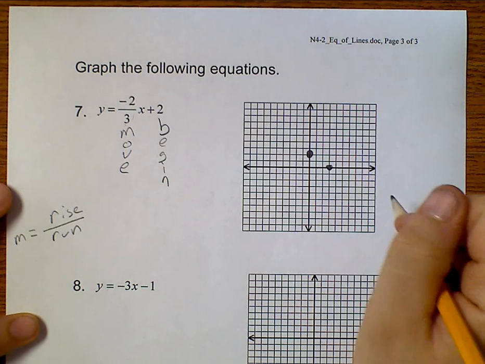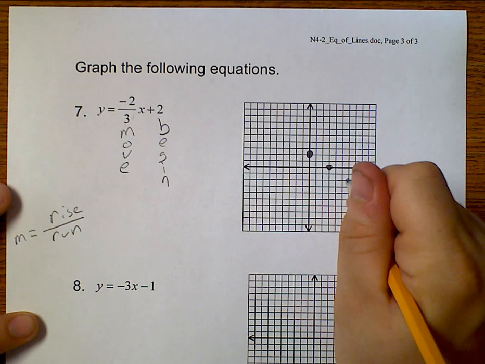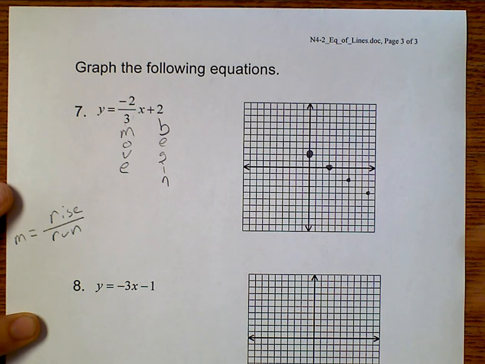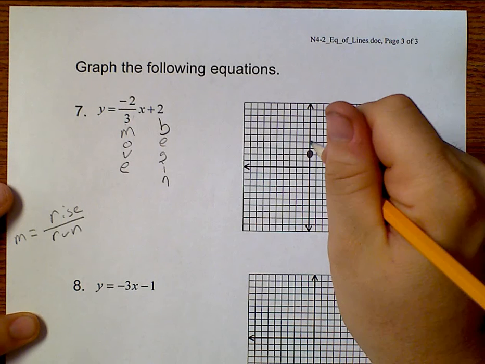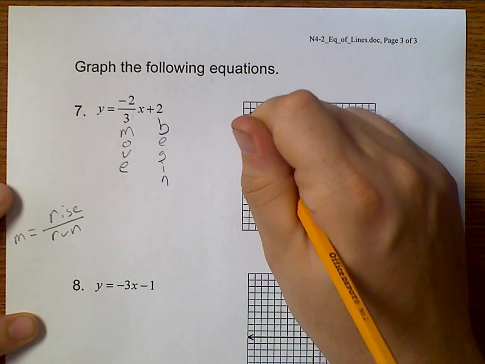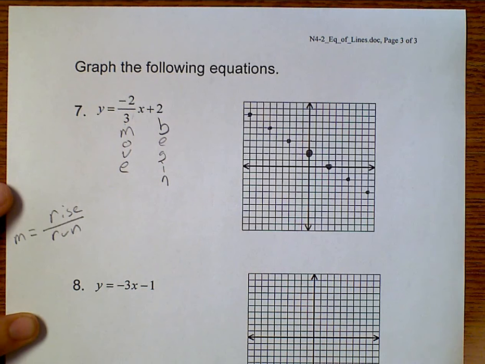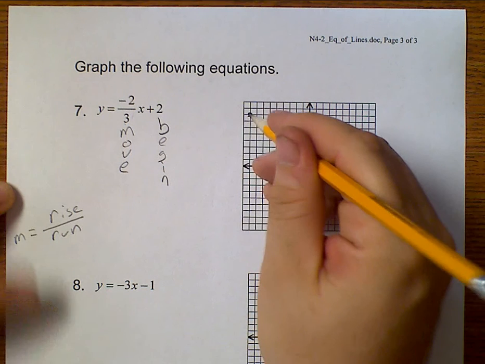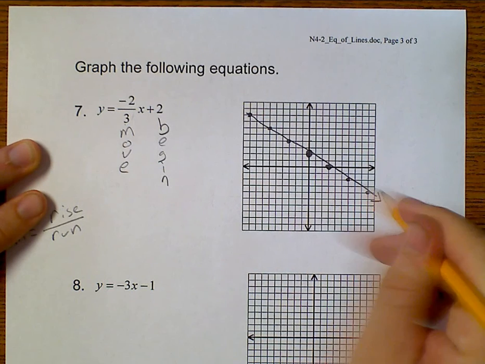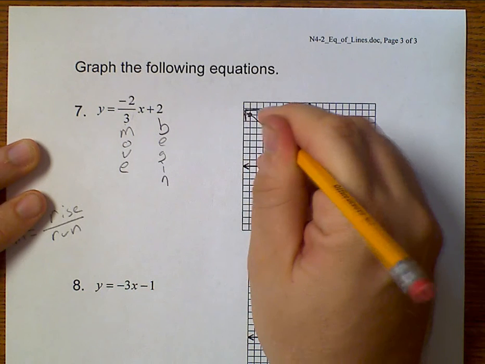And I'm just going to go ahead and keep on doing this as long as I have space. Or I can go backwards. I could rise 2 and run 3 backwards. Either way, I'm given a nice, clear line that I can graph.